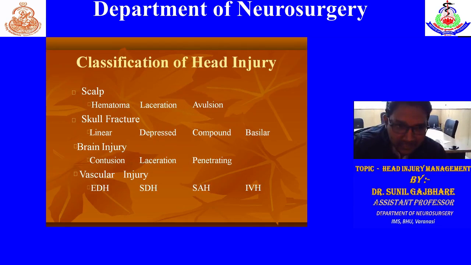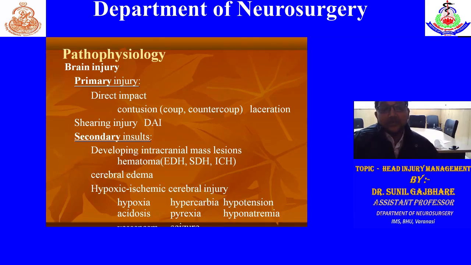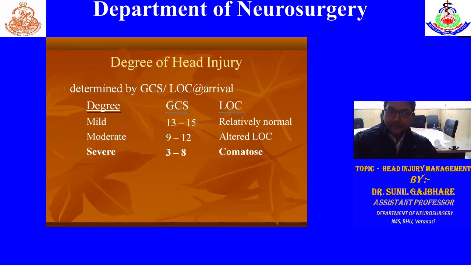As we saw in the last lecture, the types of head injury are scalp injury, skull fracture, brain injury, and vascular injury. The pathophysiology of head injury is due to direct impact and contrecoup injury, shearing injury, diffuse axonal injury, and secondary insults. The degree of head injury is assessed by the GCS, the Glasgow Coma Scale. If the GCS is 13 to 15, it's relatively normal. If it's 9 to 12, it's a moderate head injury, and if it's 3 to 8, it is a severe head injury.